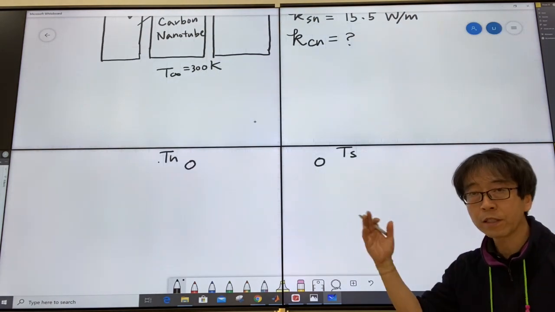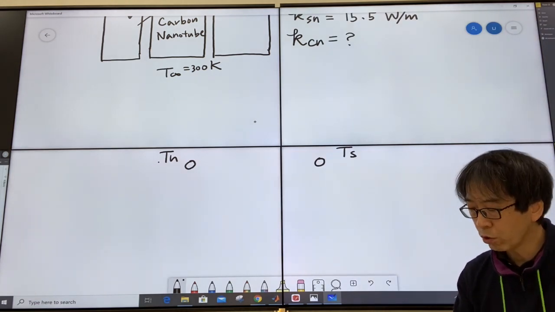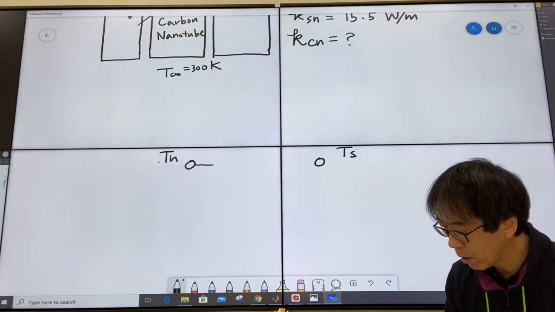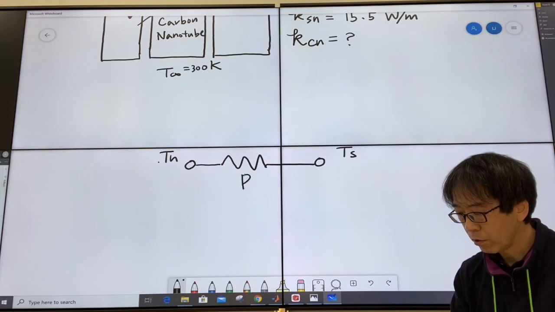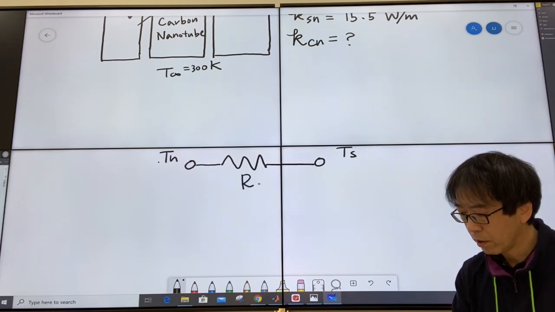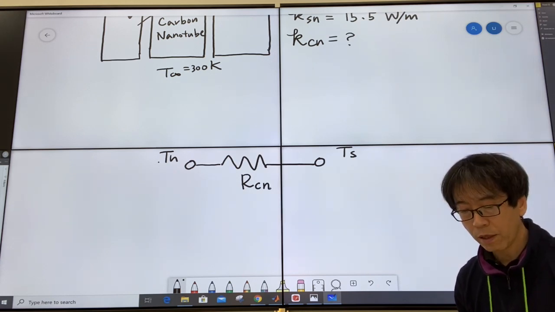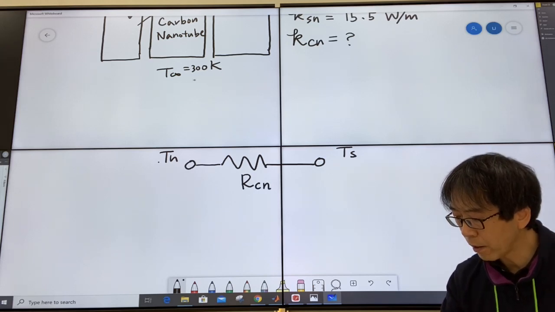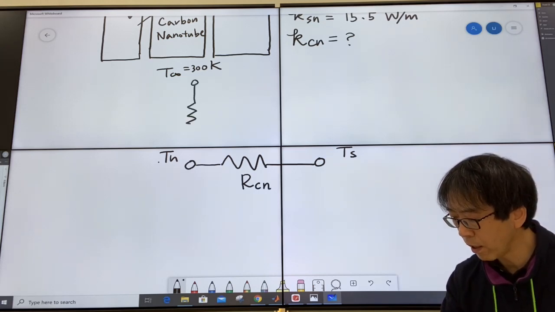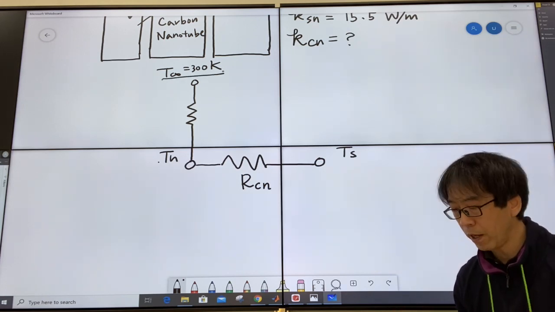So TS, the sensor temperature, is given. And in between these two, there's the carbon nanotube path with the resistance of the carbon nanotube, and I say it is thermal resistance, the thermal resistance of the carbon nanotube. And out to the outside, through the supporting element, T infinity is right here.